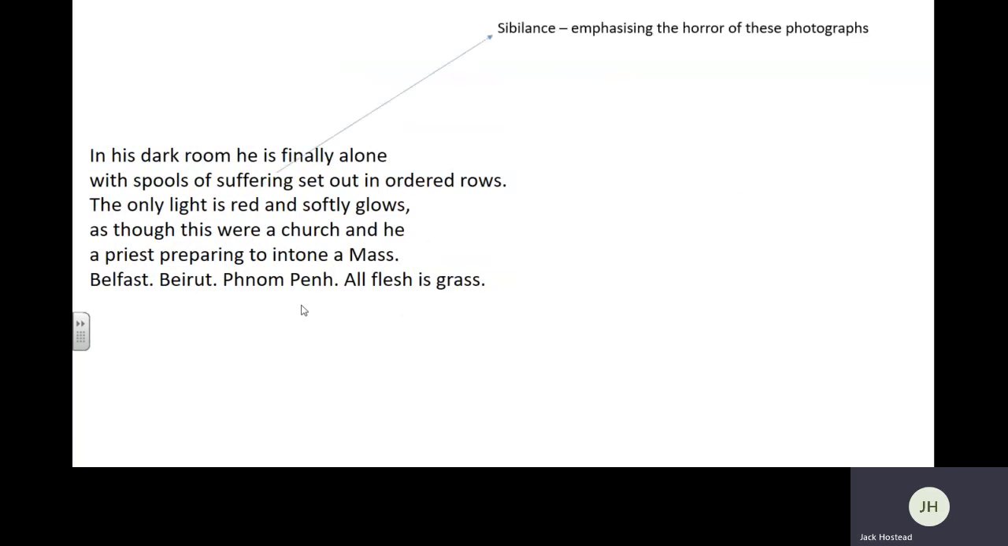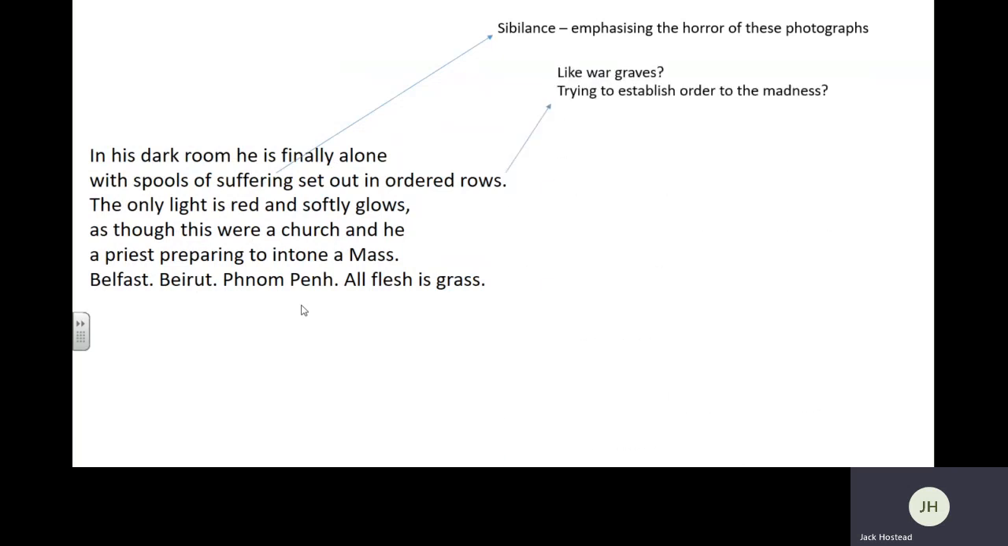So we've got that sibilance there. So we know that's the repetition of this S sound. And again, we think about sound. Is it sound effect? Is it emphasis? I think in this case, it's the emphasis. And is it emphasizing this suffering, and straight away trying to make us see what is actually going on in these war zones.